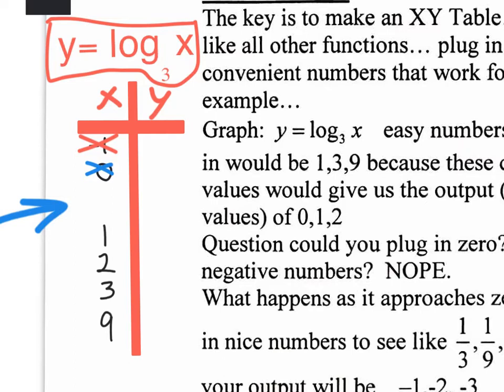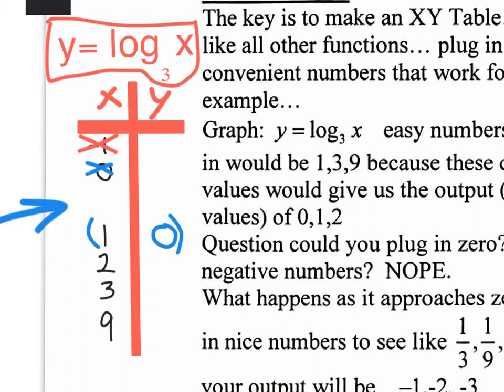So my point is this. -1 didn't work. 0 didn't work. Let's try 1. Does 1 work? Yes. If I plug in a 1 right here, 3 to the 0 gives me 1. This is all kind of confusing, but like I said, it'll make a little more sense soon. If I do plug in 1, I get 0 as my y value. So ladies and gentlemen, we have a coordinate right here, 1, 0.